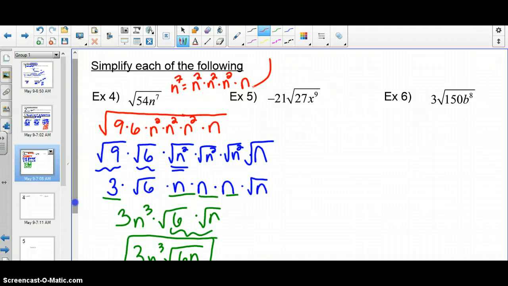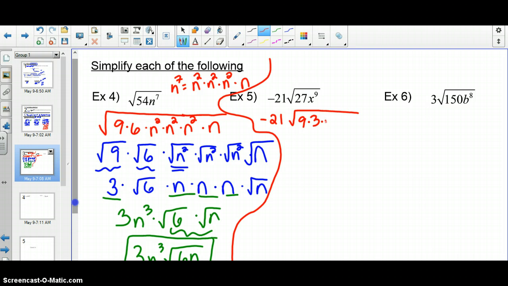So let's look at example 5. So I've got negative 21 on the outside there, and I've got 27 on the inside. So I'm going to rewrite this. Negative 21 times, this is going to be 9 times 3 times x squared times x squared times x squared times x squared times x. So if you're going to do this the long way, you would write it like this. Negative 21 times root 9 times root 3 times root x squared times root x squared times root x squared.